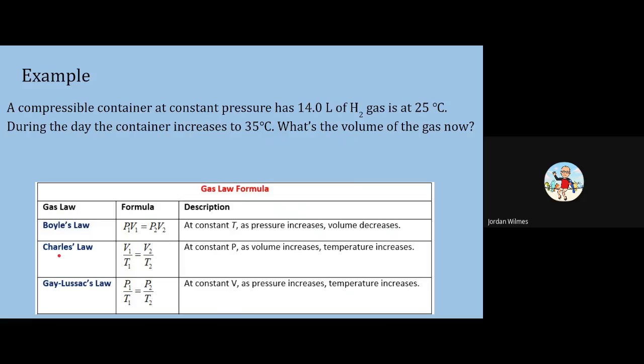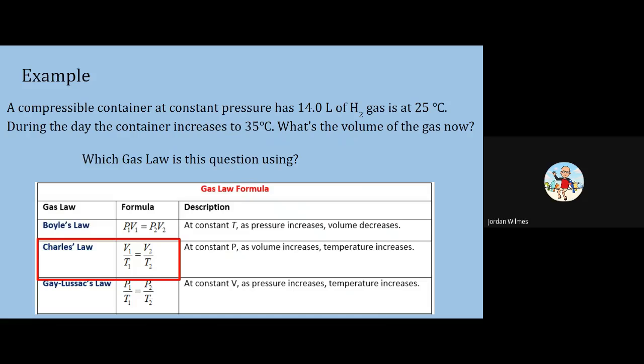Let's double check that this problem is comparing volume and temperature. It says volume 14, temperature 25. What changes is the temperature, and we're looking at now how volume is going to respond. It is definitely comparing how temperature and volume are related, while pressure is being held constant. So that tells me that this is a Charles' law problem. So when I go to do these calculations, you first have to make sure that you select the right one, and then you can use the formula to actually do the calculation.